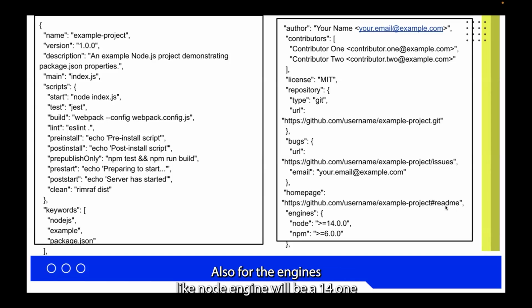For the engines, the Node engine will be 14.1, the npm engine will be 16.0.0. Gulp engine, we can add it. Any engine which we are going to use, like sometimes we use yarn, we can add with the versions here.